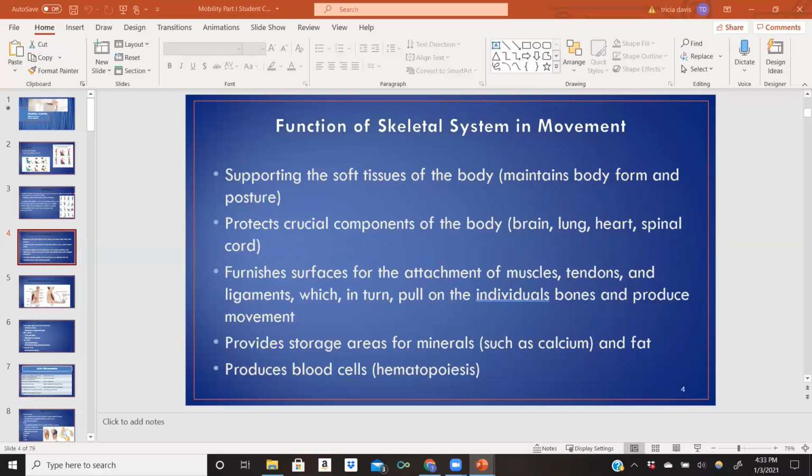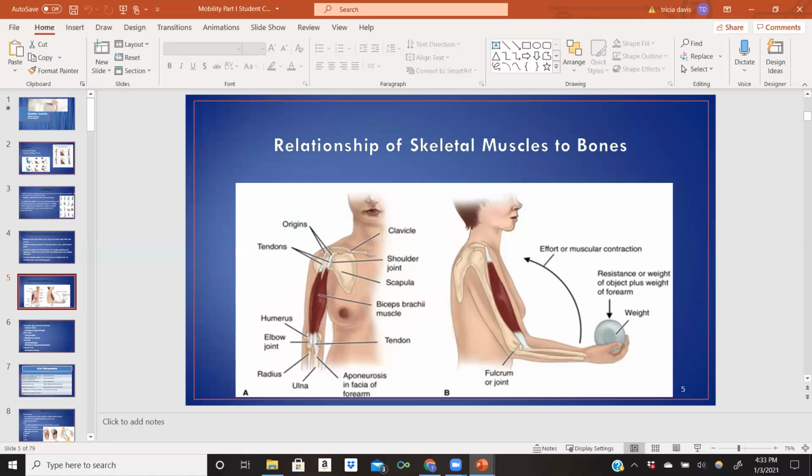It furnishes surfaces for the attachment of muscles, tendons, and ligaments, which in turn pull on the individual bones and help produce that movement that we get. It provides storage areas for minerals such as calcium and fat, and it produces blood cells. Hematopoiesis, taking it way back to anatomy and physiology. Do you guys remember those things?